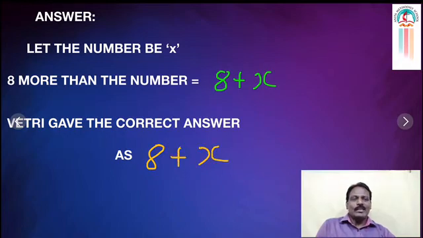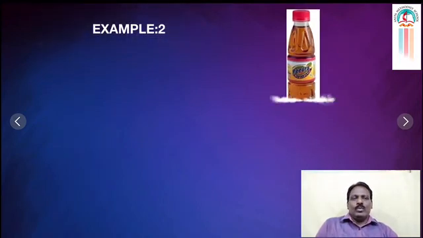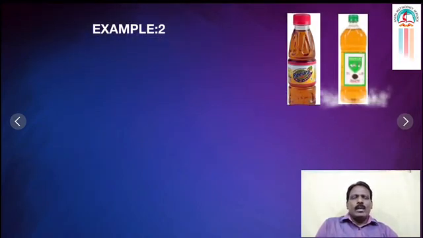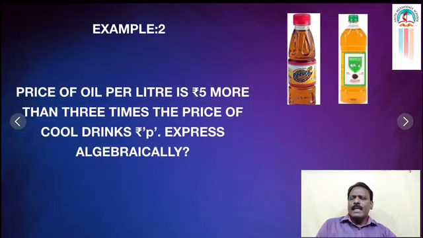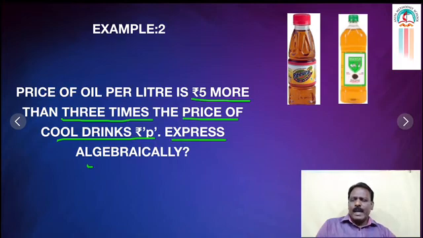Okay, children? Okay. Now see example 2. Price of oil per liter is rupees 5 more than 3 times the price of cool drinks, rupees P. Express algebraically. How can you write algebraically?